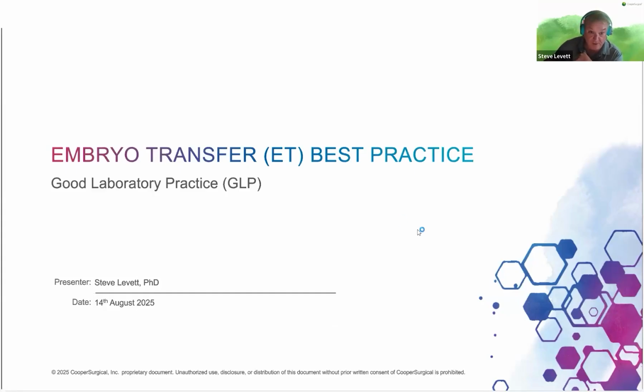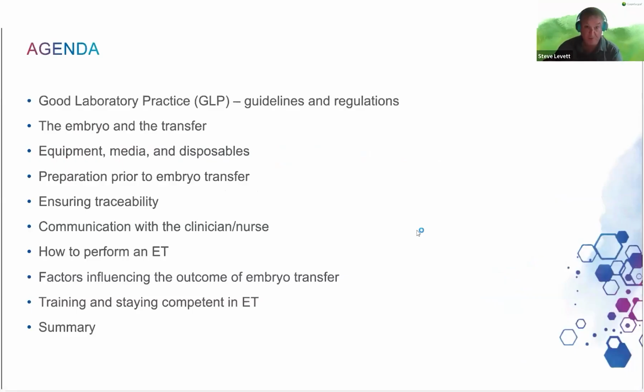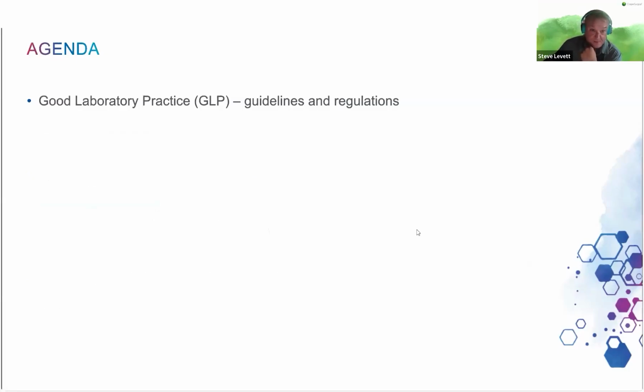So I'm going to share the agenda. We're going to talk a bit about good lab practice, some of the guidelines and regulations that exist, and then you can see from the rest of the agenda, we're going to go through specific aspects of embryo transfer that play an important role in success, and then summarize at the end. So we'll start with guidelines and regulations and looking at good lab practice.